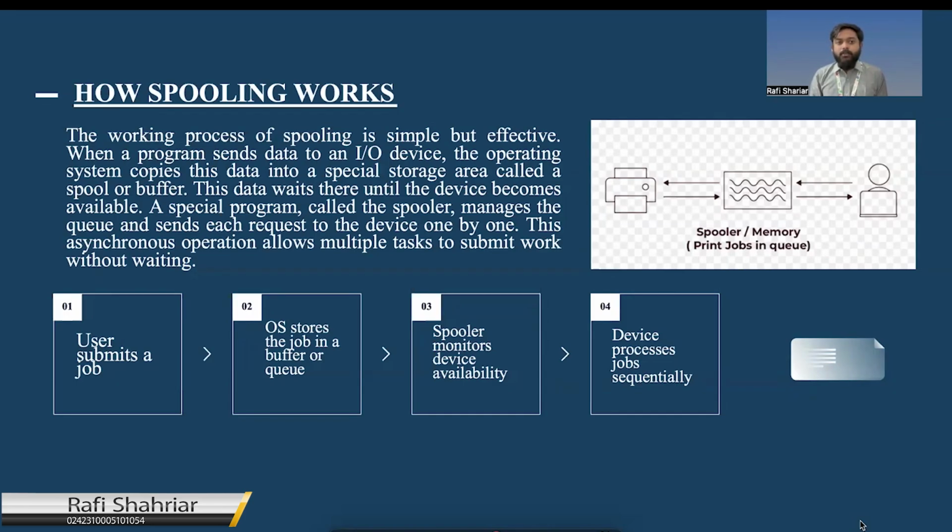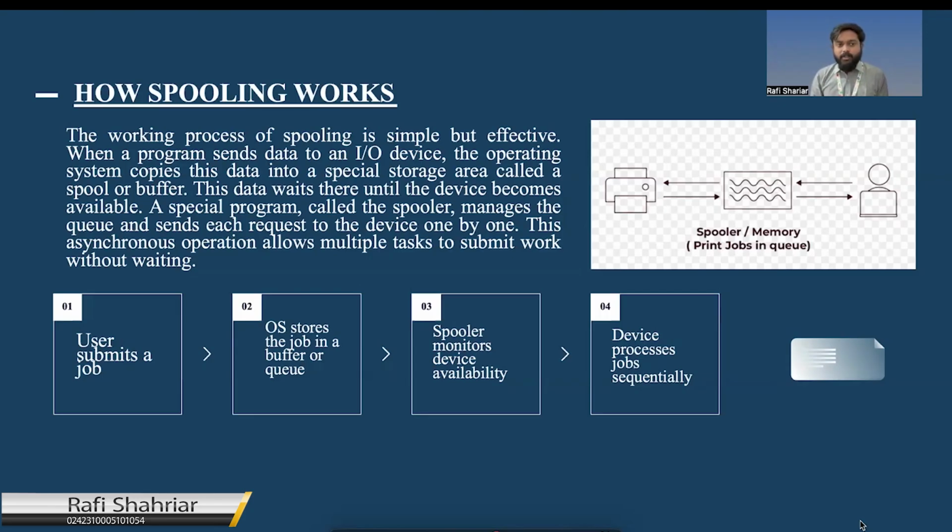Now, as we know something about spooling, we will discuss how spooling really works. Basically, spooling works in four steps. A user submits a job, then the OS stores the job in a buffer or a queue, then the spooler monitors device availability, and lastly, the device processes jobs sequentially.